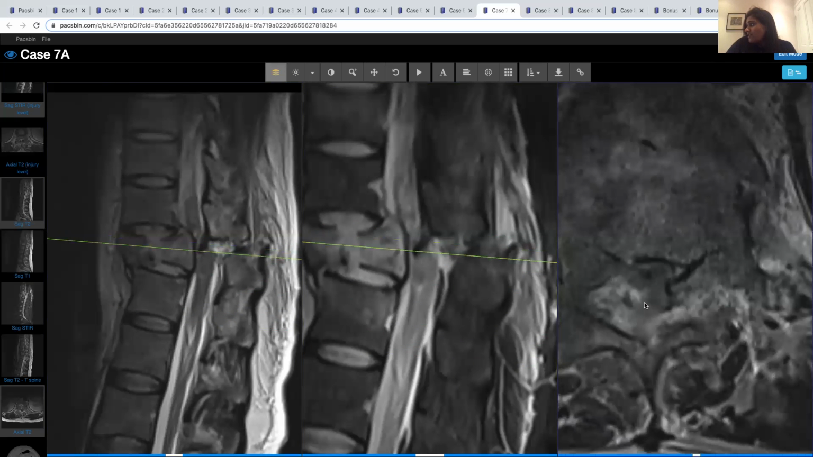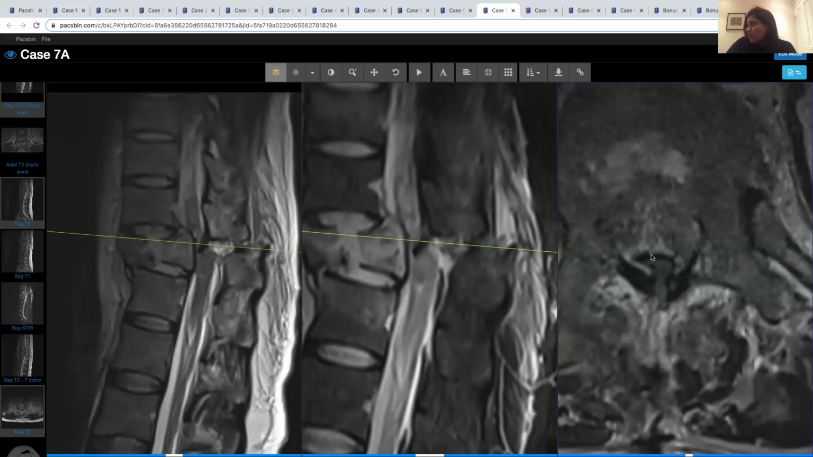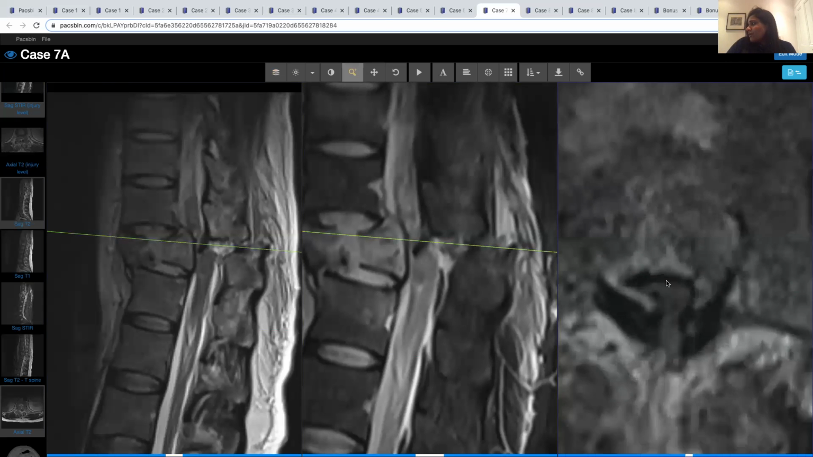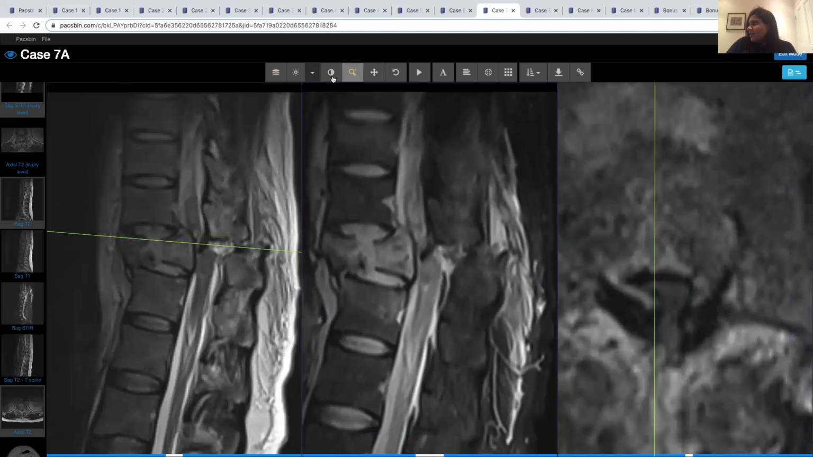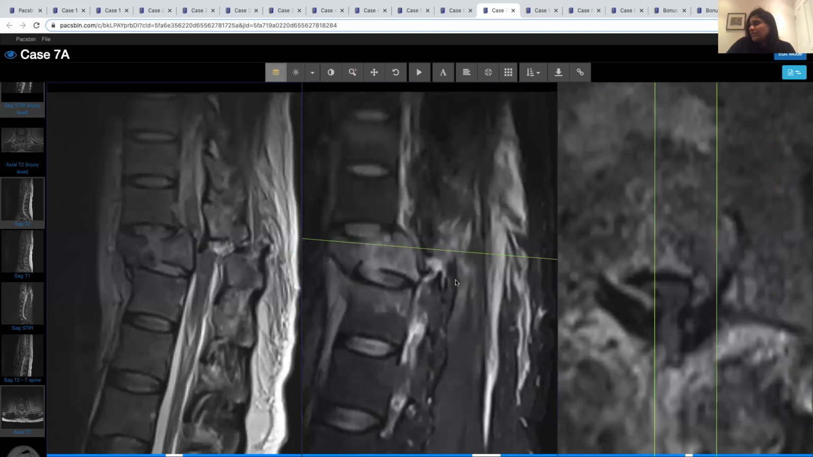But remember that flaval defect that I showed you, what we've got is we've got cord here, and this is the thecal margin here, and we have cord herniating through that defect within the parenchyma. Here is that cord herniating through that flaval defect. And here again, just to remind you of the various ligamentous disrupted components, we have an ALL disruption. Here we have a PLL disruption, flaval disruption, interspinous ligament, and supraspinous ligament disruption.